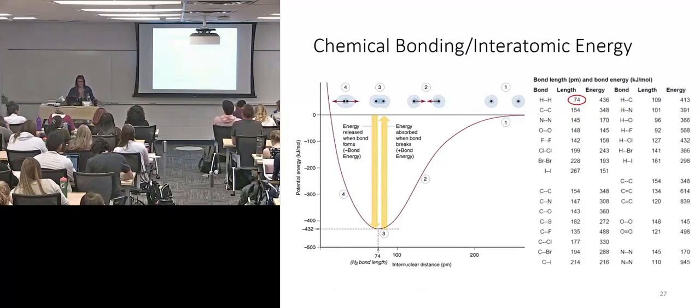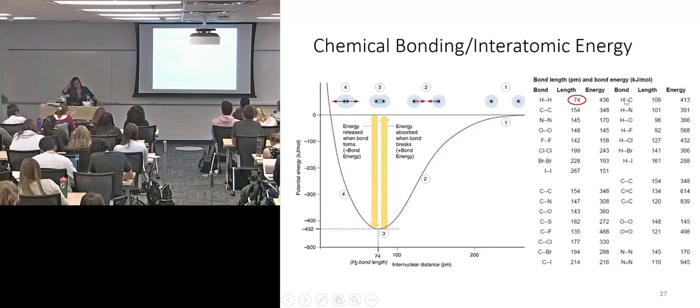Okay. So here we have our hydrogen-hydrogen bond. You might be provided a table like this on your homework to use these values. They're slightly different, as you can see, because I took these from 2 different resources. So the bond length at 74 picometers is the same. The energy is slightly different: 432 versus 436 kilojoules per mole.